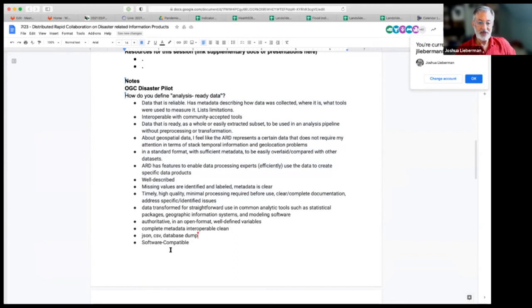Usability in certain tools is a theme, but authoritative is also a theme. Data that, because it's authoritative, you have some confidence in the results of the analysis. JSON, CSV, database are certainly means by which data can be syntactically ready and software compatible. Anyone else? Thoughts on this?